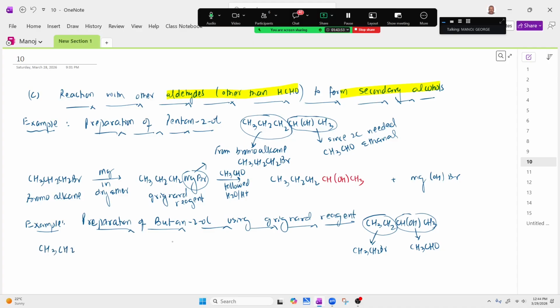Just CH3CH2Br. You start with bromoethane, and then you do a reaction with magnesium in dry ether. You switch this to a Grignard reagent, so that changes into CH3CH2MgBr, and then you react this with CH3CHO, and then followed by H2O/H+.